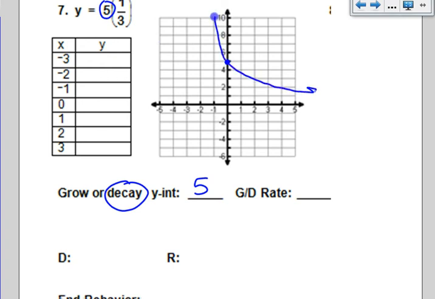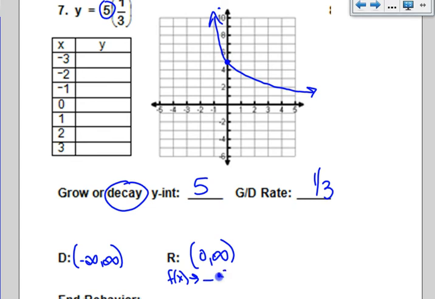It looks something like this. Again, you need to be a lot more accurate. Decay rate, this is a decay of 1/3. The domain goes from negative infinity to infinity, as always, for growth and decay, and the range goes from 0 to infinity. And our end behavior, I'm going to kind of squeeze up here. As my x's go to negative infinity, this function is going to positive infinity. And I always like to write the skeleton out before I answer it. As my x's go to positive infinity, my function is approaching 0.